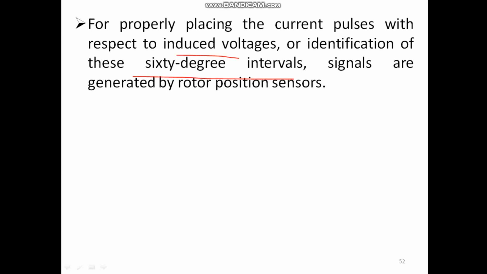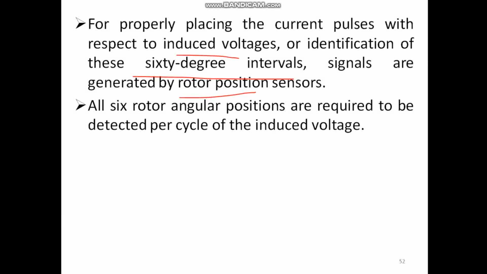So for properly placing the current pulses with respect to induced voltages, or identification of these 60-degree intervals, signals are generated by the rotor position sensors. I told you, right? Rotor position sensors are there. Even there are Hall effect sensors, right? The Hall effect sensors can detect the magnitude and direction of a magnetic field. Hence, 3 Hall effect sensors can detect 6 rotor positions. All 6 rotor angular positions are required to be detected per cycle of the induced voltage.